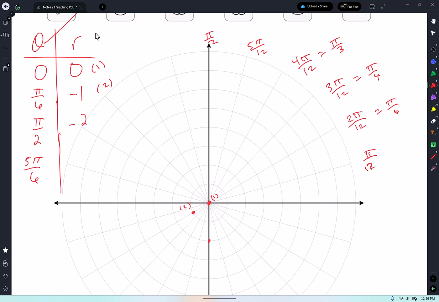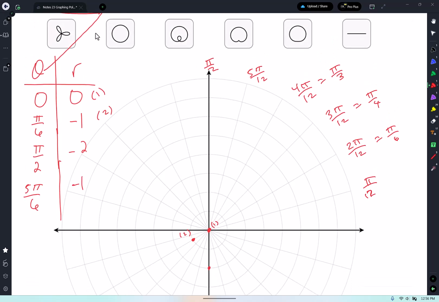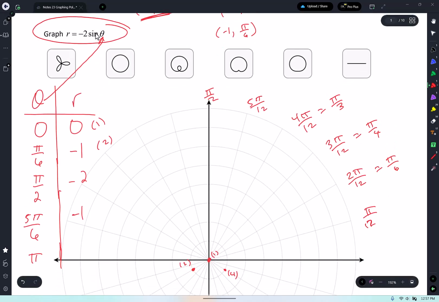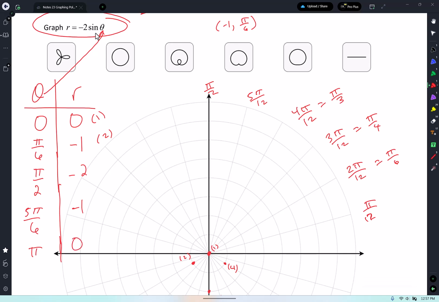Sine of 5 pi over 6 is a half. Negative 2 times half is negative 1. So that's going to be in quadrant 4. Do you guys see that? 5 pi over 6, and then move 1 point: 1, 2, 3, 4. And if I keep going, like pi, if I plug in a pi, sine of pi is 0, and I'm back at 0. See? And that's my 5th point.